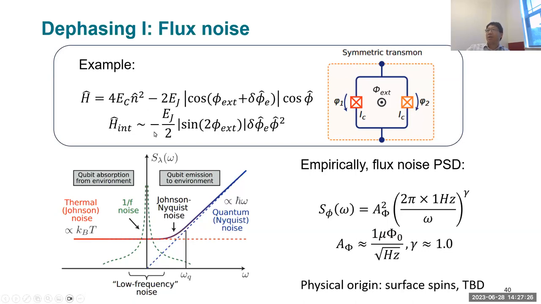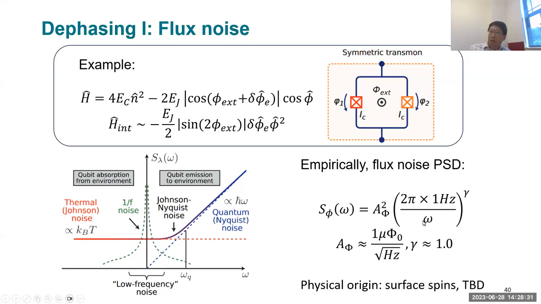Another way to see this is that your LC oscillator frequency is proportional to the square root of EC and EJ, and your EJ here is very much modulated by this phi E. That will give you a modulated frequency, which is a longitudinal noise. Okay, so empirically, this type of noise, flux noise, follows a 1/f noise spectrum as shown by the green curve here. More specifically, this noise spectrum has a coefficient, A phi, which turns out in many experiments to be on the order of 1 micro-phi-naught per root hertz. It follows a 1/f spectrum, meaning that S is inversely proportional to omega. If you put an exponent over there and fit it, you get this gamma to be roughly 1, which means it is actually 1/frequency noise for this type of flux noise.